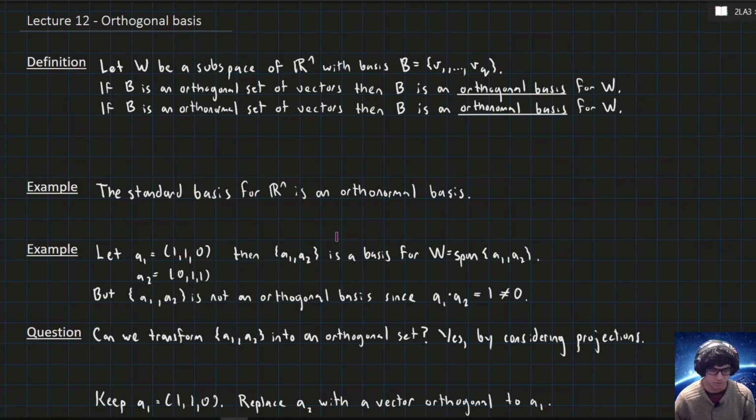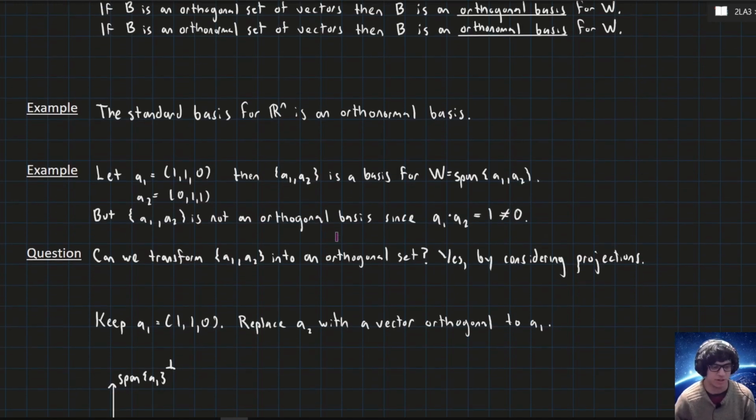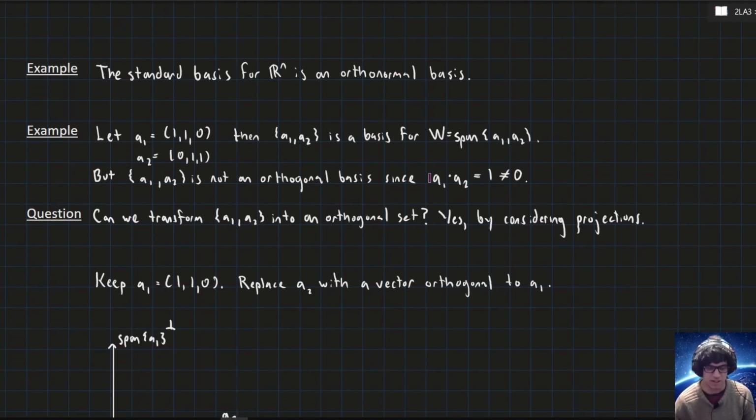Okay, so this is our question. Can we transform A1, A2 into an orthogonal set? In other words, can we take this basis and make it into an orthogonal basis for W? The answer is yes, by taking some projections. So the idea is I'm going to keep the first vector, A1, the same. I'm not going to change that one, but I'm going to replace A2 with a vector that's orthogonal to A1.